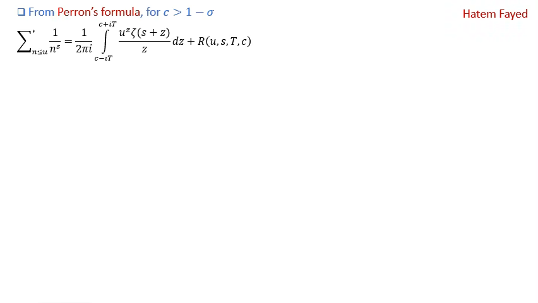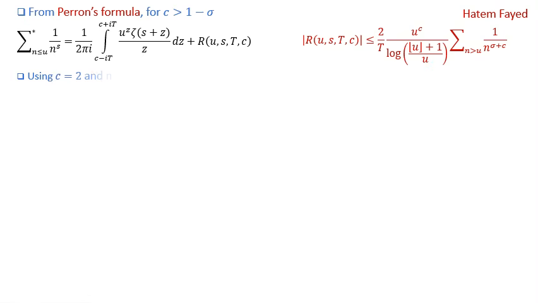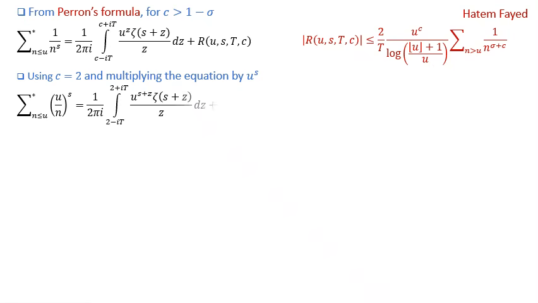From Perron's formula, we have this expression, where the star above the summation means that the last term must be multiplied by half when u is an integer, and the remainder term is bounded by this. Using c equals 2 and multiplying by u to the power s, we'll get this equation. To uniformly bound the remainder term, we restrict u to be in a region that is away from the integers from below by a certain threshold gamma.